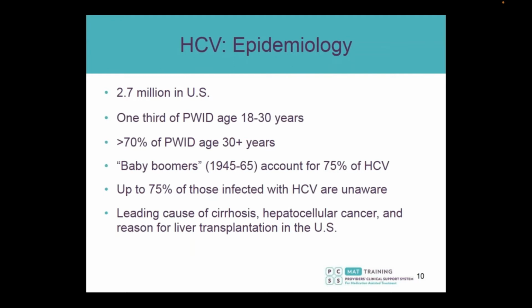In terms of hepatitis C, roughly 2.7 million people in the U.S. are infected with hepatitis C, and 1/3 of all people who inject drugs between the ages of 18 and 30 have serologic evidence of hepatitis C infection, meaning hepatitis C antibody positivity. Greater than 70% of people who inject drugs aged 30+ years may have had exposure to hepatitis C in some form. It's important to note that baby boomers, or those born between 1945 and 1965, account for 75% of all hepatitis C infections.